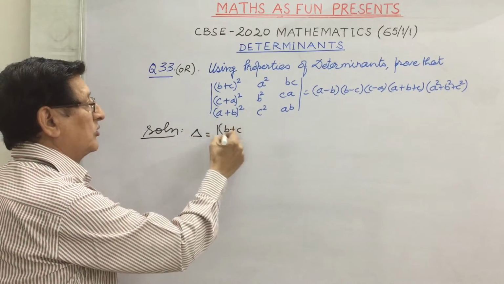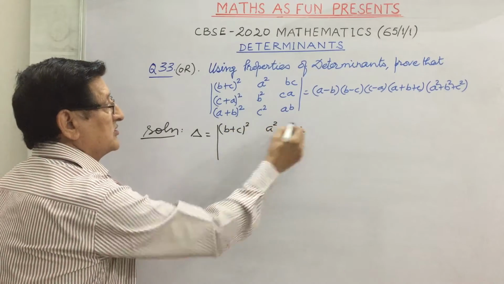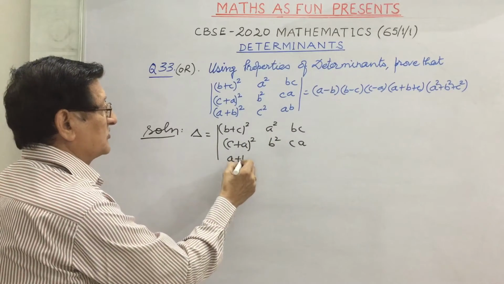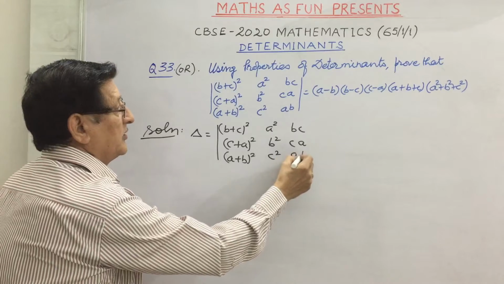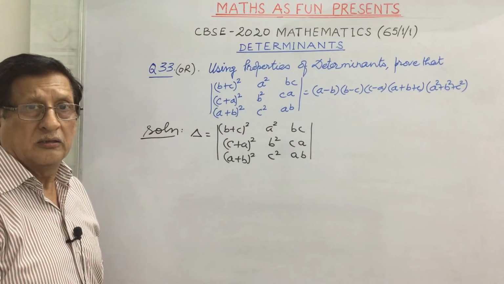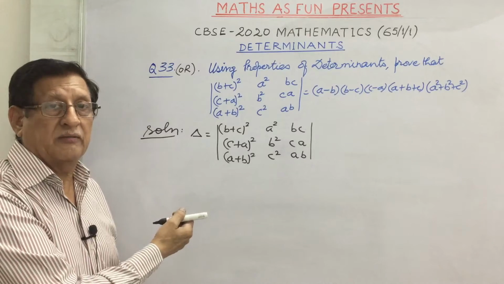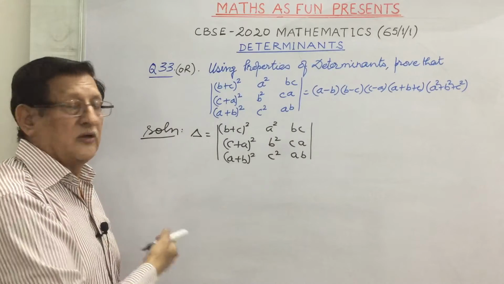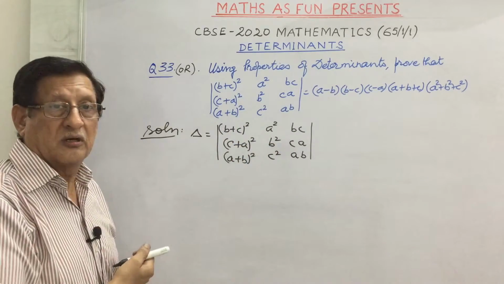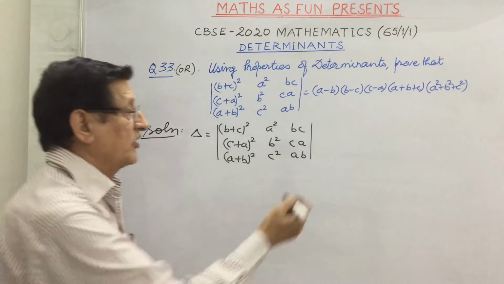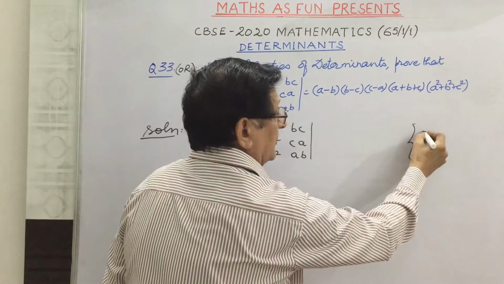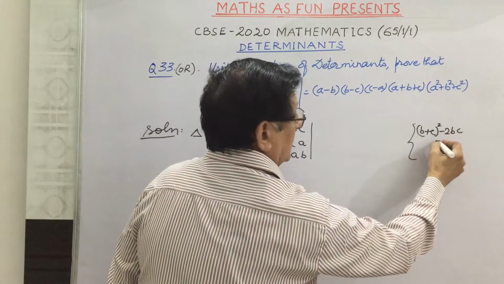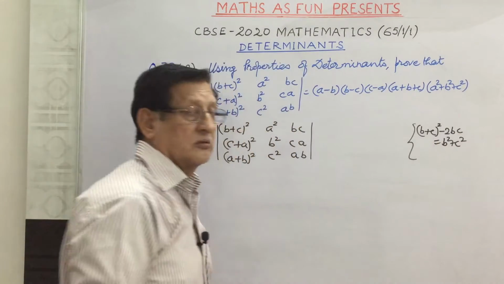This is (b plus c) whole square, a square, bc; (c plus a) square, b square, ca; (a plus b) whole square, c square and ab. We have to see what property we can apply. See here, this is (b plus c) square and this is bc. If we subtract twice of this from this, I think we'll be left with the squares only. So we are using the identity that (b plus c) whole square minus 2bc is equal to b square plus c square.